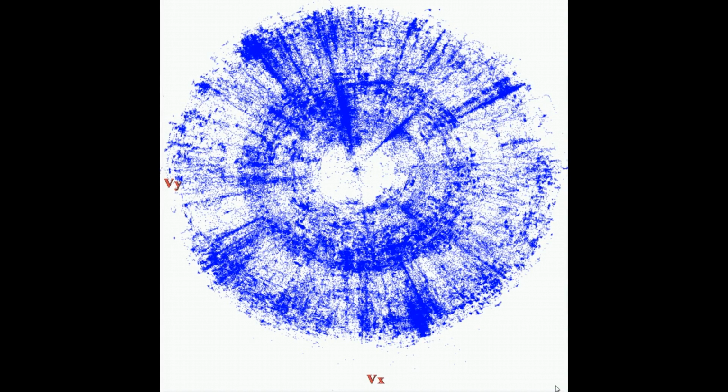This scatter plot visualization shows aircraft speeds. The x component of the speed is mapped to the x-axis of the view. The y component is mapped to the y-axis. The outer disk we can see corresponds to high-speed aircraft. The inner disk corresponds to low-speed aircraft.